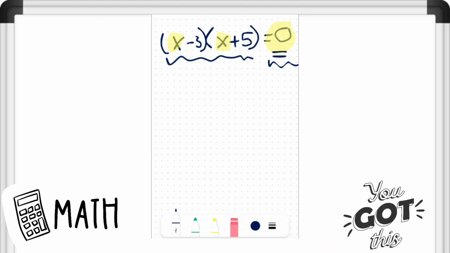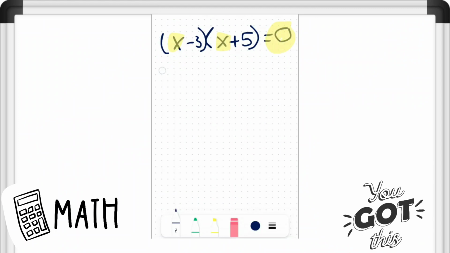So if we look at x minus 3, what would x have to be for this bracket over here to become 0? So we can see it should be 3, because 3 minus 3 is 0. Or on the right side, if x is, for example, -5, -5 plus 5 is 0. So that's what a quadratic equation does. But we still have to prove all of that.